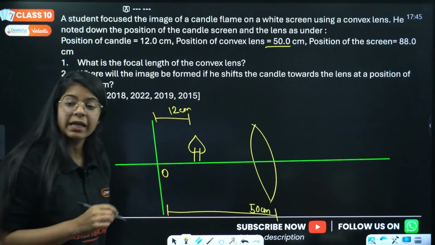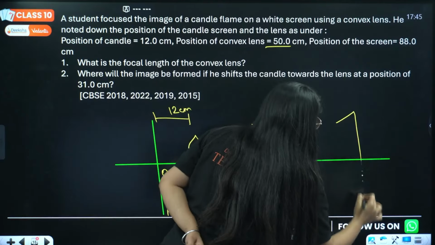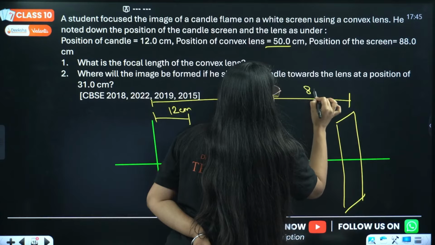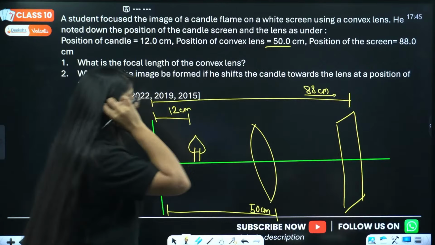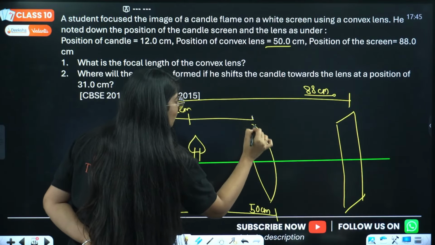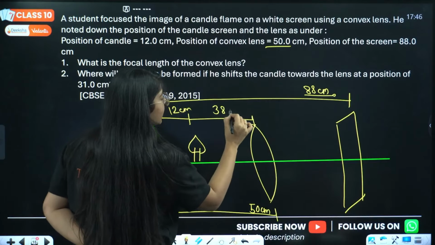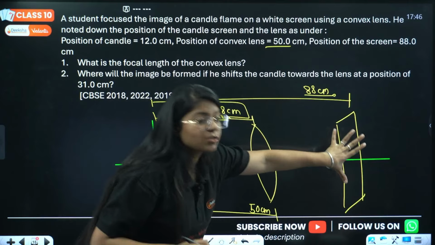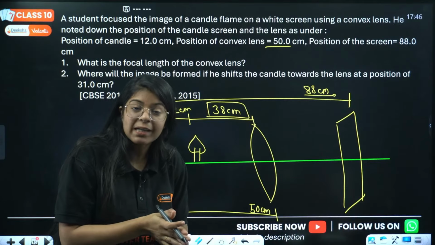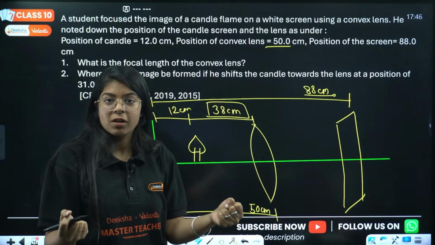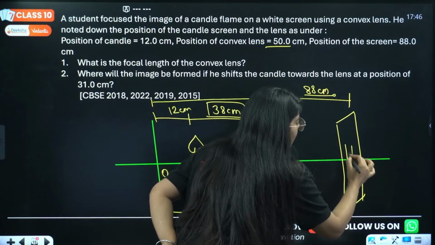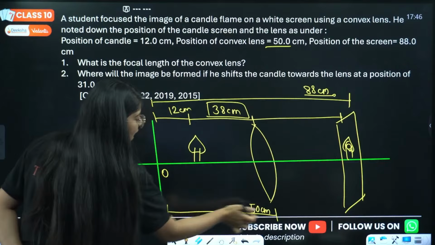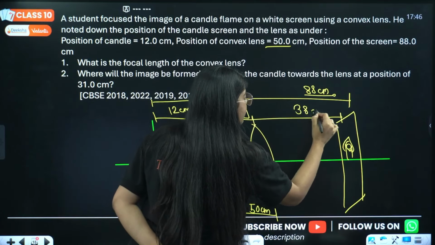And the position of the screen is given as 88 centimeter. So this is the screen, and the position from the origin till the screen is 88 centimeter. Understood? So the object distance from the lens is what? 50 minus 12, that is 38 centimeter. And one more thing, from the lens, the distance of the screen will be the image distance, right? Image distance from the optical center to the image, right? The image is formed here. This is the image of the candle. So what will this distance be? This will be 88 minus 50. This is also 38 centimeter.